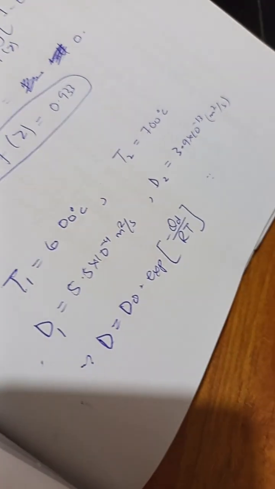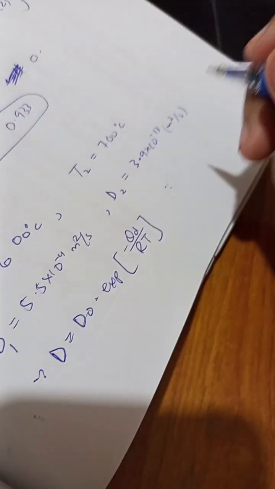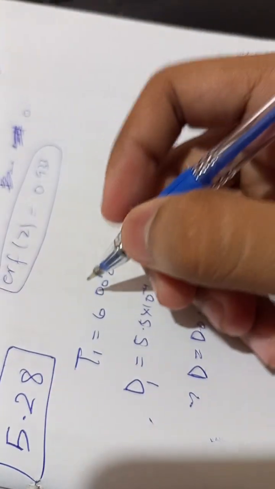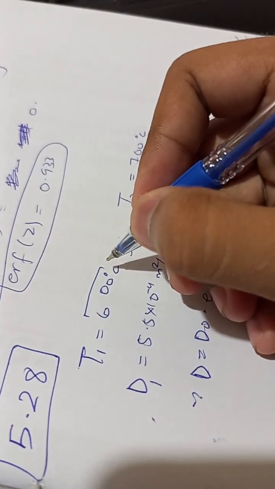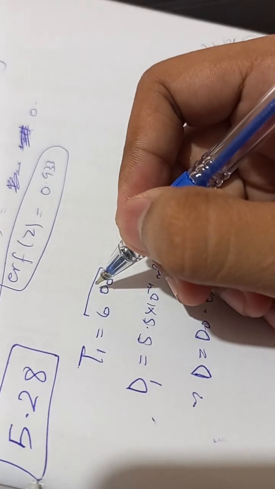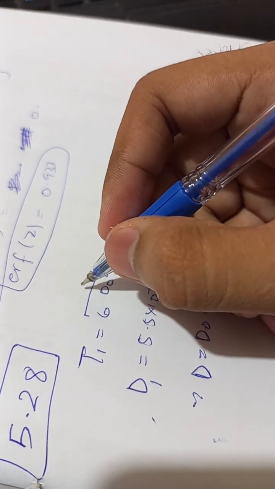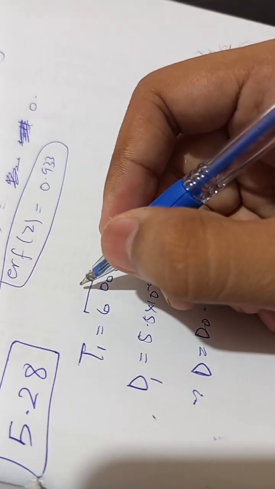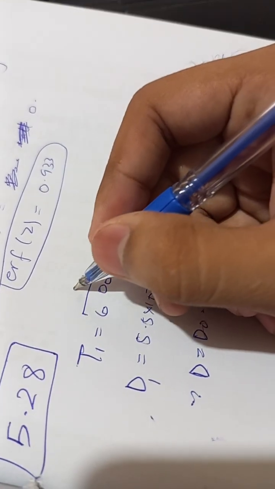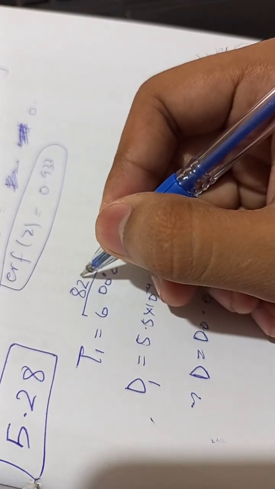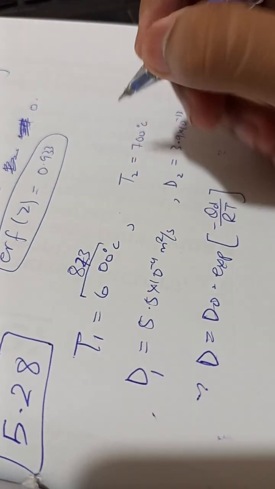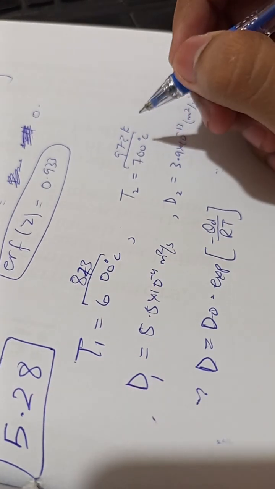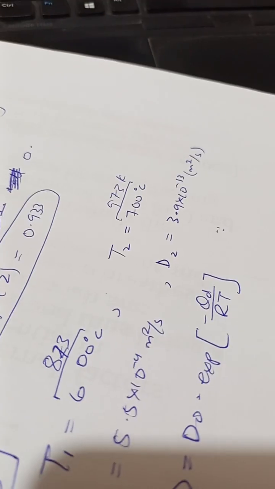In the next step, we are going to very simply convert the temperatures into Kelvin. We add 273 to the degrees Celsius, so 600 becomes 873, and over here 973 Kelvin. Let me check if I am right.